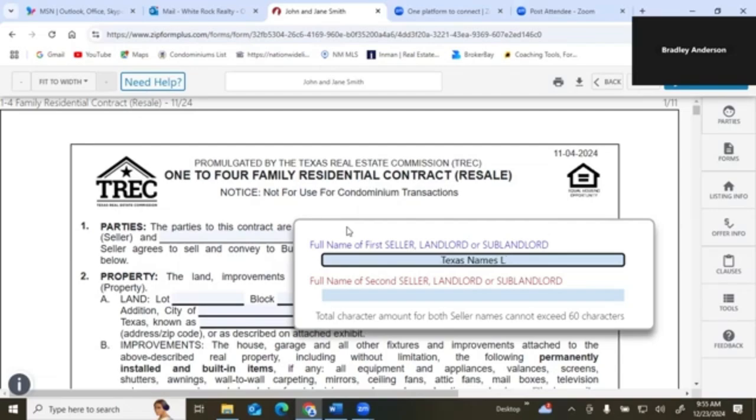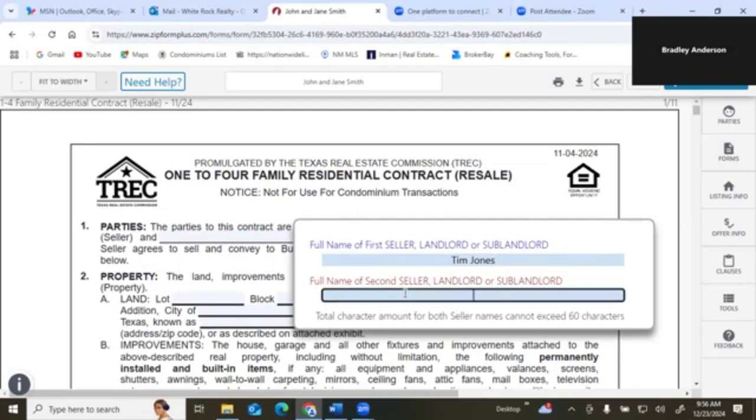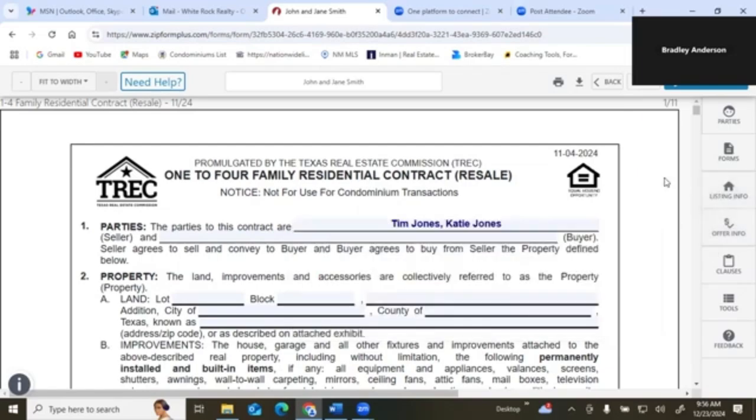All right. But let's go over another scenario. Sometimes there are two names. So in a lot of cases, there will be a husband and wife. All right. So let's just say here that the husband's name is Tim and the wife's name is Katie. All right. So you put those in, you can click anywhere outside here and they get put in there.